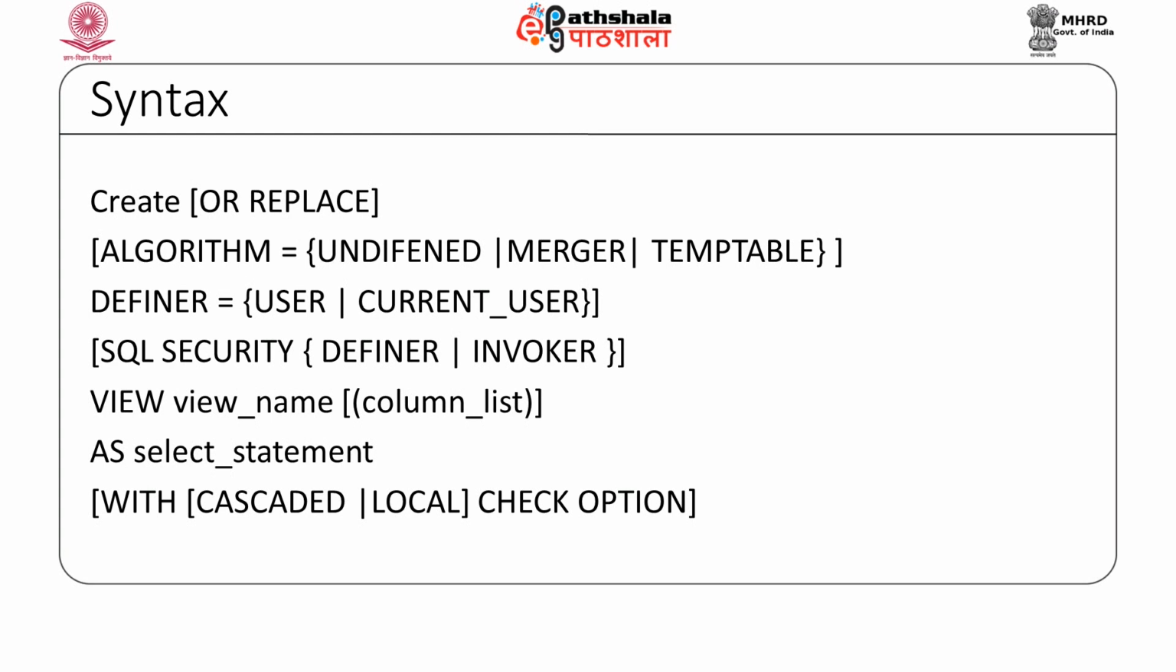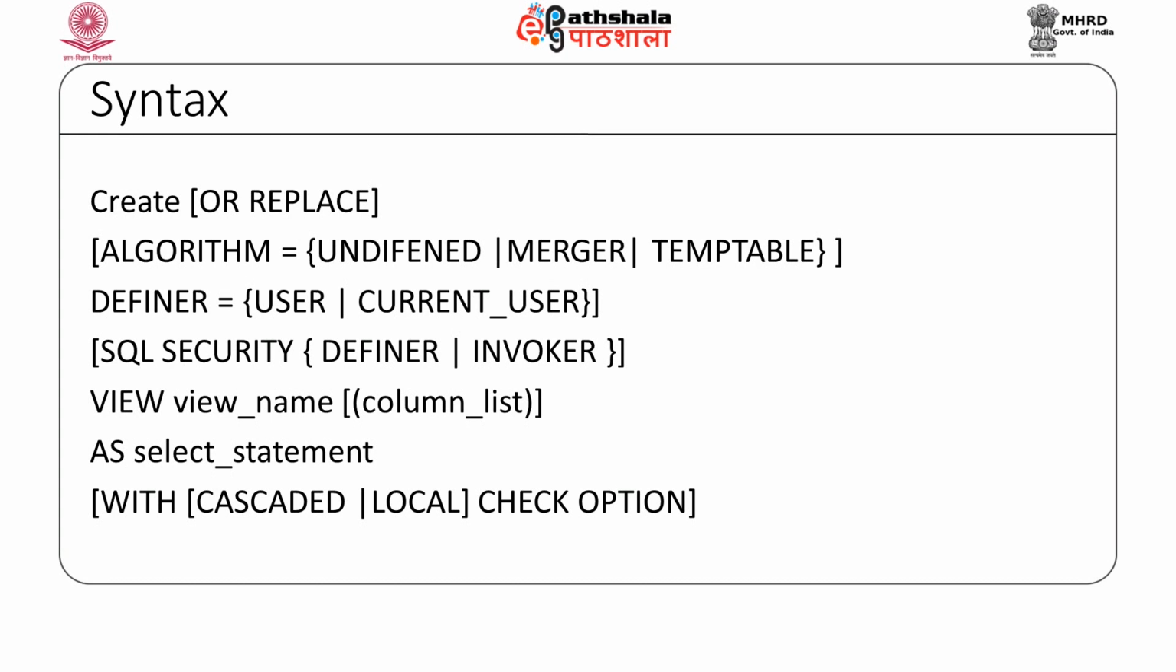So, if you always want the compiler to drop it and recreate, you should make use of the keyword replace. One important part in the view syntax is called algorithm. By default the algorithm remains undefined, but there are two other options: merge and temporary table. When you give the algorithm as temporary table, you are telling the compiler to create a temporary table for that view. If I am using the algorithm as merge, I am telling the compiler to merge it with the base table. By default the algorithm always remains undefined.